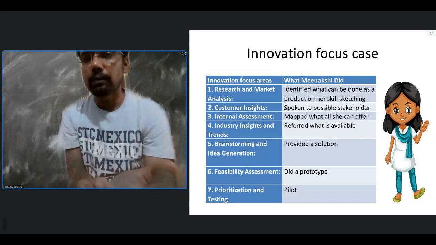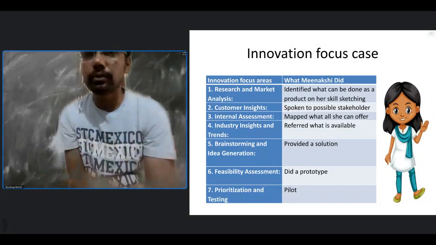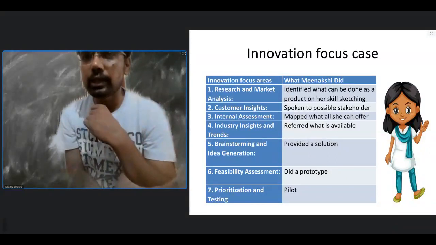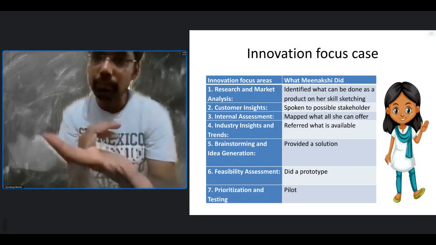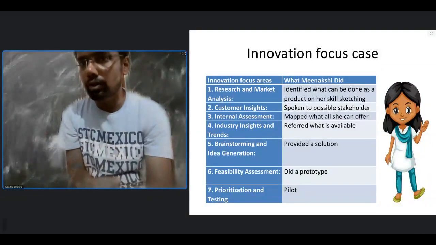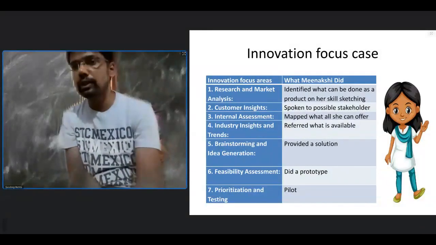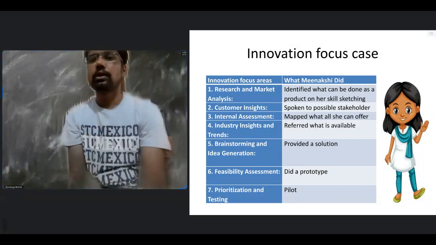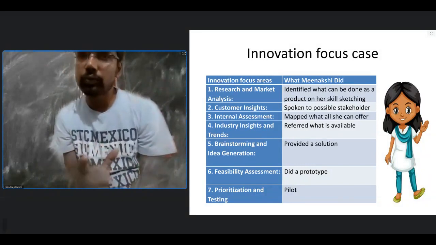Components 1 to 7: whether you have research and market analysis skill or not, whether you have consumer insights or not, whether you can do internal assessment or not, whether you understand industry insights and trends or not, whether you can brainstorm idea generation or not, whether you have done feasibility assessment or not, whether you have prioritization and testing or not. All these components are required for your venture or your idea. So whether you have done that or not.